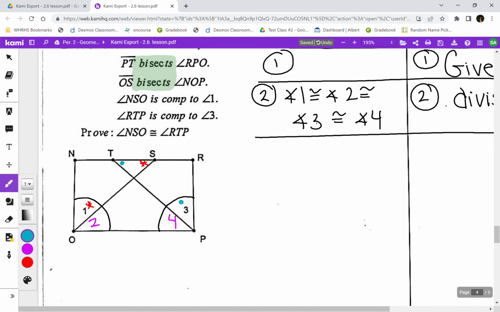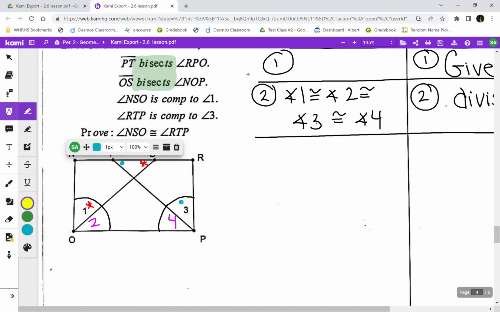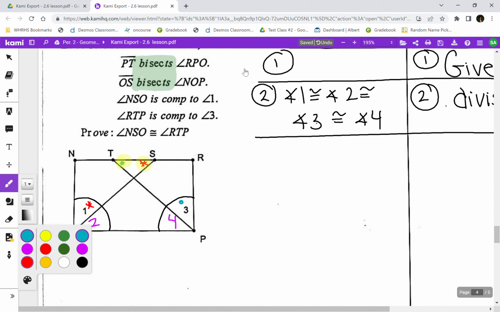Now we want to prove that angle NSO, this star, is congruent to angle RTP, this one. Oh, what did I forget to do? When we said all 4 angles were congruent, we forgot to mark them. 1, 2, 3, 4. All right. Well, look at what's happening here. Star, star, dot, dot, congruent, right?